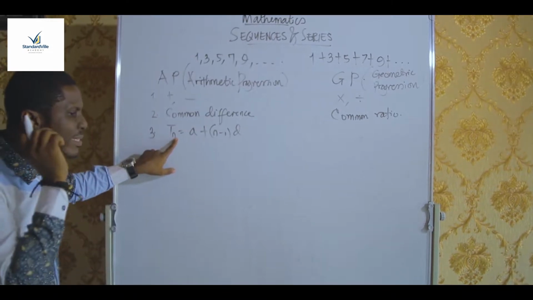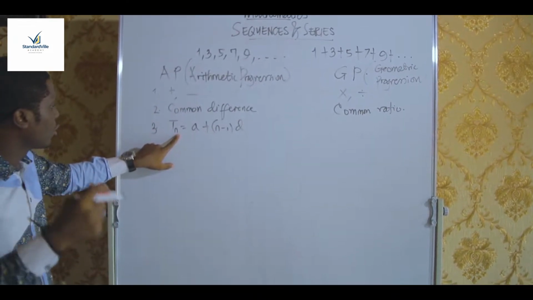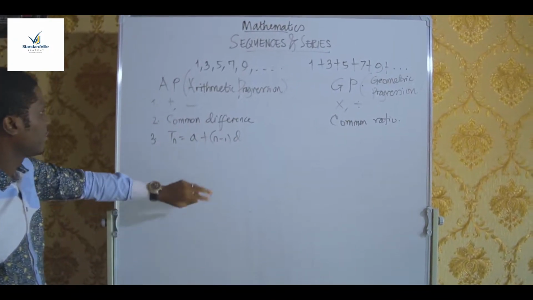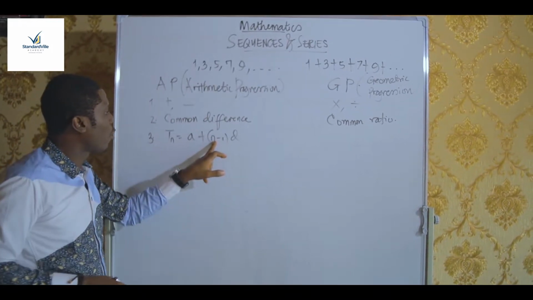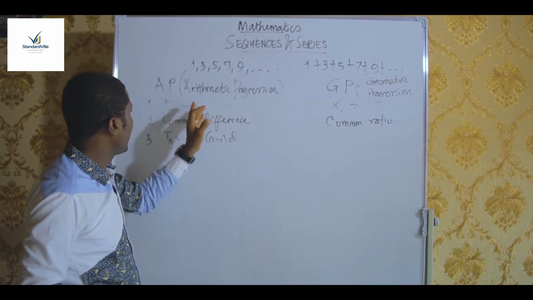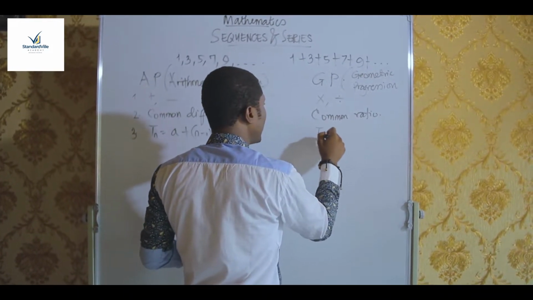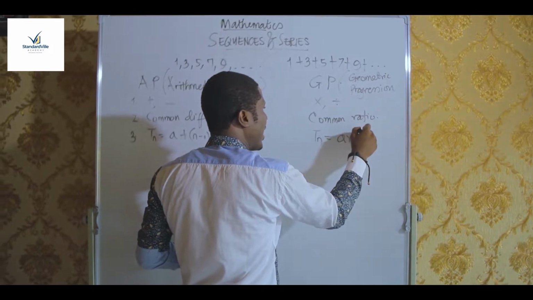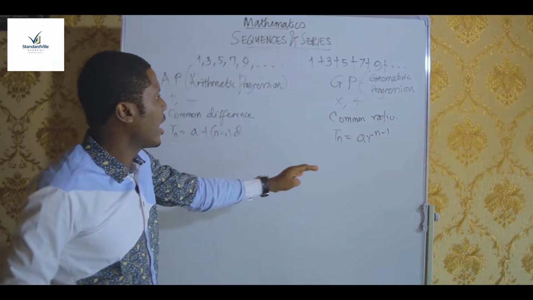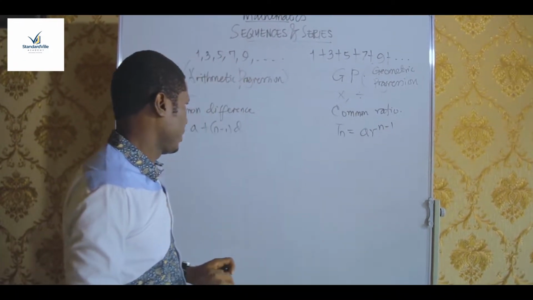Where n is the term you're looking for, a is the first term, n minus 1 is the term you're looking for minus 1, and d is the common difference. For a GP, Tn is equal to ar raised to the power n minus 1.